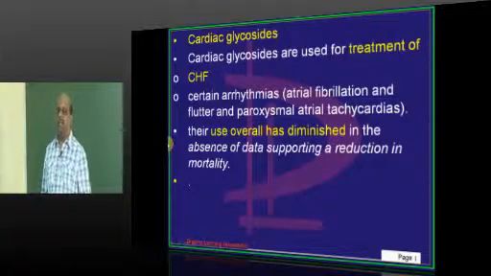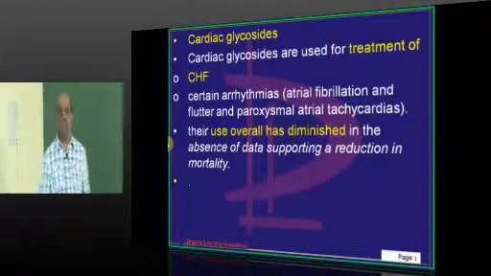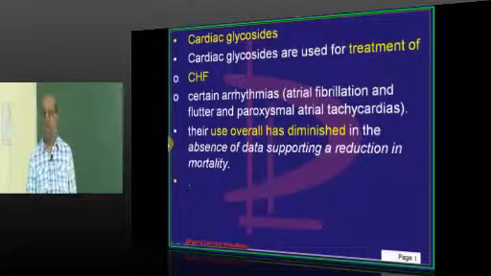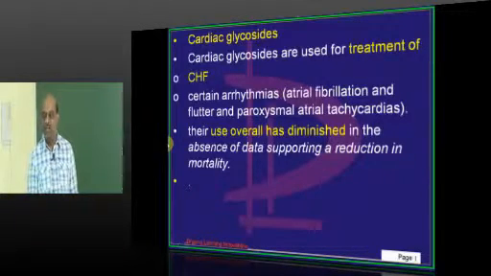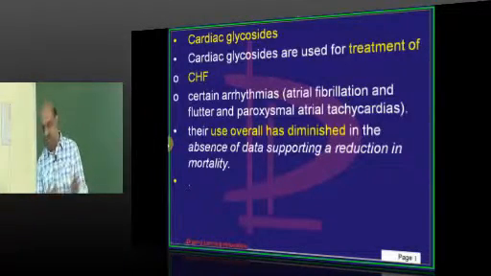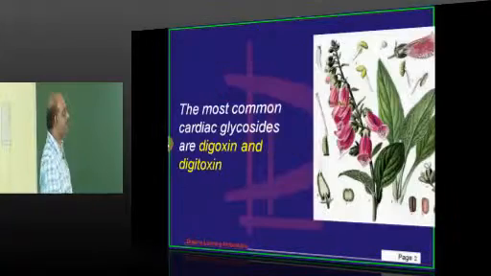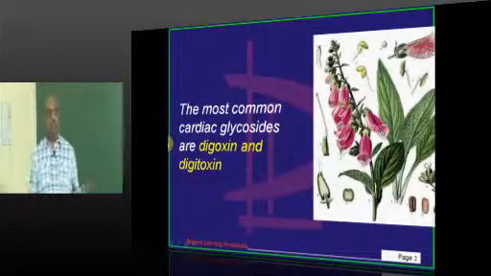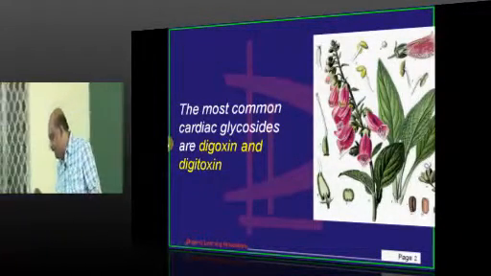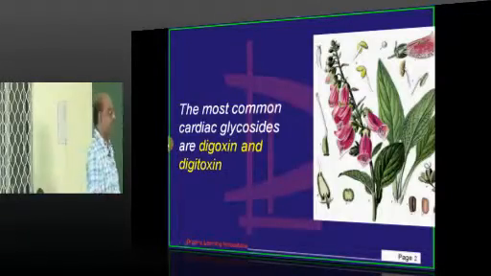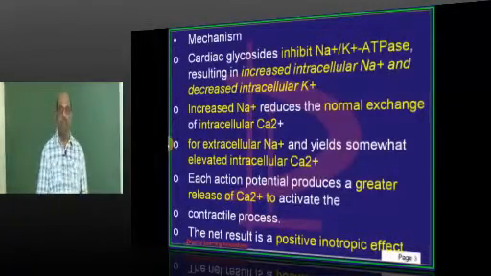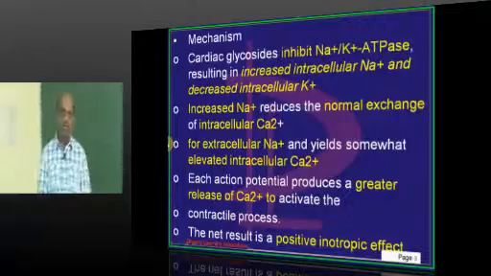But a lot of studies found that whether you give Digitalis or no Digitalis, patients are going to die the same way. So their use has slowly come down in modern times. The most common agents that we use are basically Digoxin and Digitoxin. How do they act?